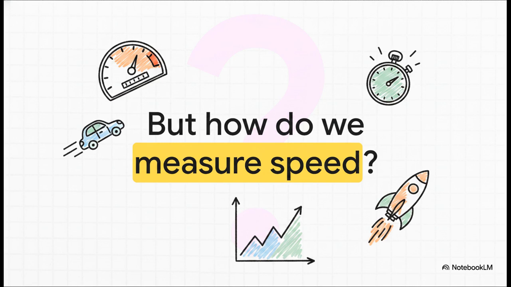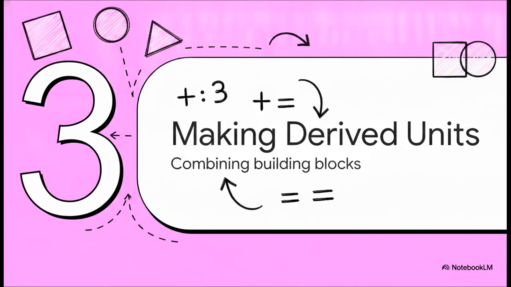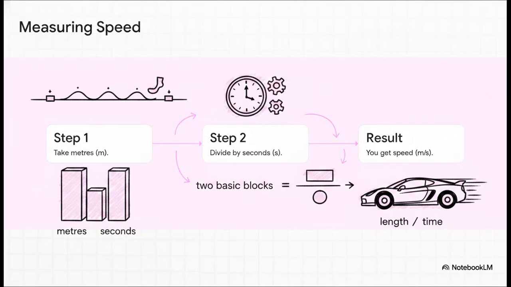But that raises a pretty great question. If we only have those 7 basic starting blocks, how do we measure something like speed? Speed definitely isn't on that list. Let's dive into Section 3 to find out. Making derived units by combining our building blocks. Think back to that rocket we mentioned earlier. To find its speed, we just do some really simple math.